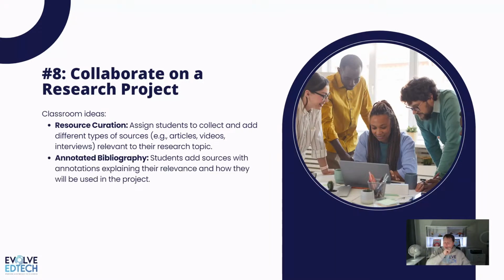Idea number 2, we could use our Wakelet collection as an annotated bibliography. So our students add their sources with annotations explaining the relevance and how they'll be used in the project. So this is, again, different to those other kind of very similar suggestions from earlier in this episode. So this time we're actually getting our students to identify their sources and tell us why they're relevant and how this particular source might be used. All right.